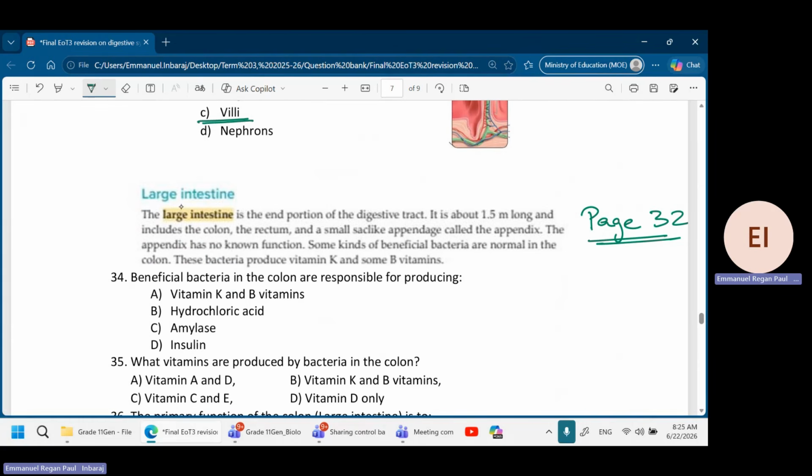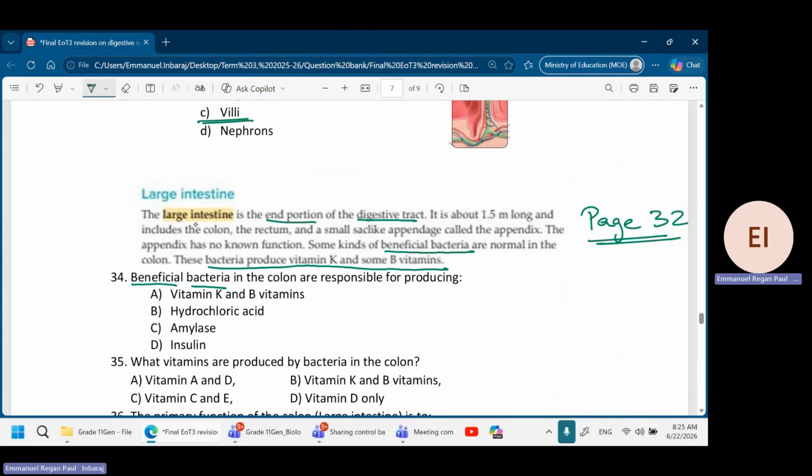The large intestine is the end portion of the digestive tract. They contain some beneficial bacteria. These bacteria produce vitamin K and B vitamins. You see, they produce vitamin K and some B vitamins. So let's look at the question. Beneficial bacteria in the colon.